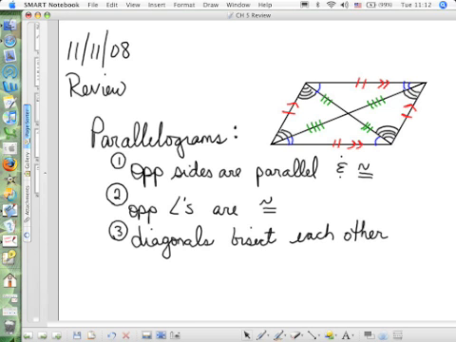Okay. Sam? Yes, we are recording. Okay. I did even the vertex angles. Very good. But these are the things that we know about a parallelogram.